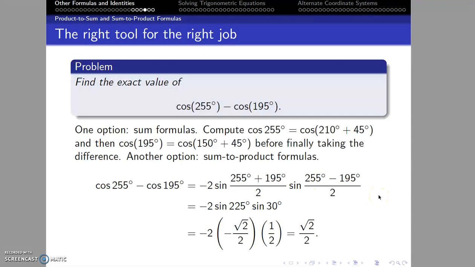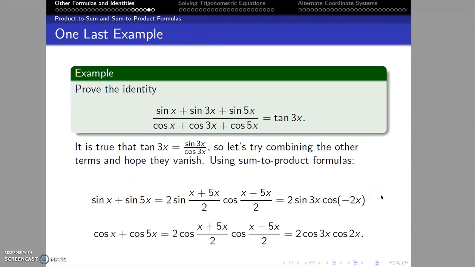And I'll give a little clarification here in a second. Let's say I wanted to prove the identity that sine x plus sine 3x plus sine 5x over cosine x plus cosine 3x plus cosine 5x is equal to tangent of 3x. Oh boy. We have double angle formulas and we have half angle formulas.